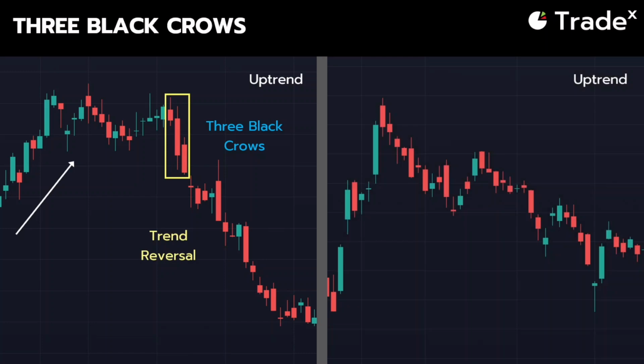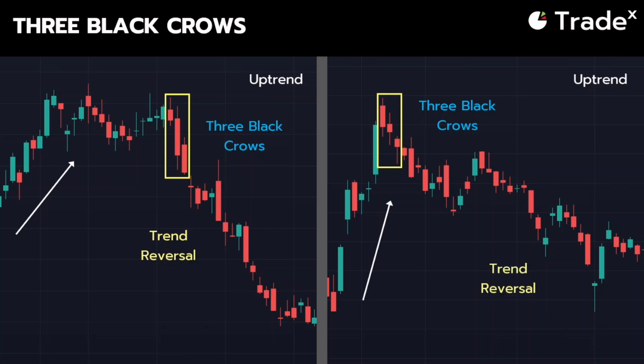On the right, a similar situation unfolds. Initially, there is a strong rise in price. Then, the trend abruptly switches, marked by the appearance of the three black crows. This signals the start of a sustained downtrend. After this pattern emerges, traders often anticipate continued bearish momentum.